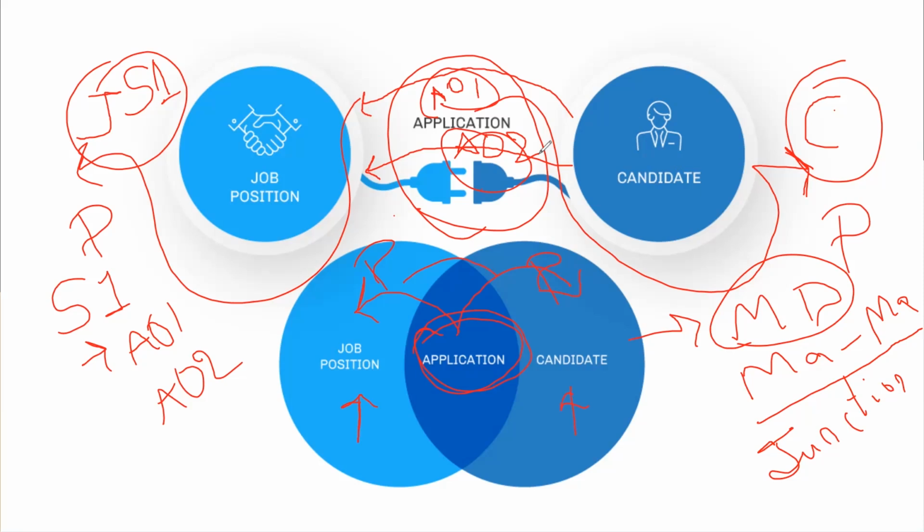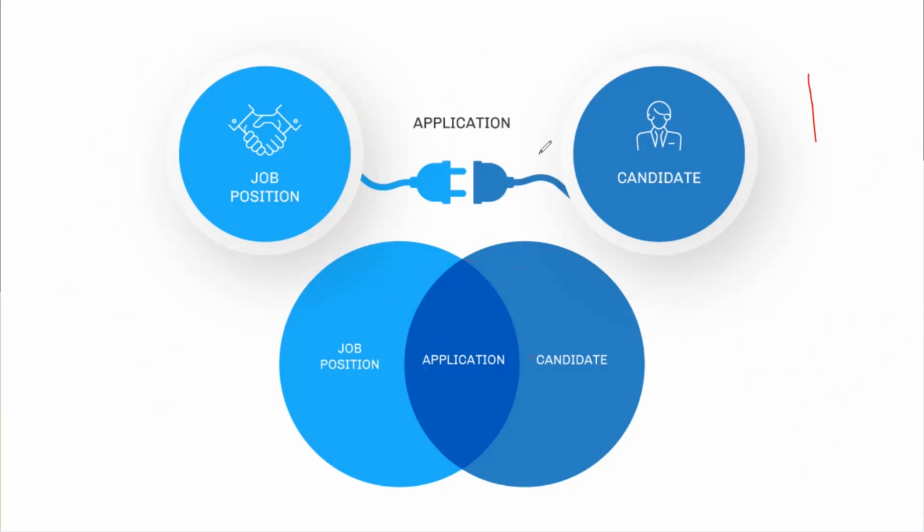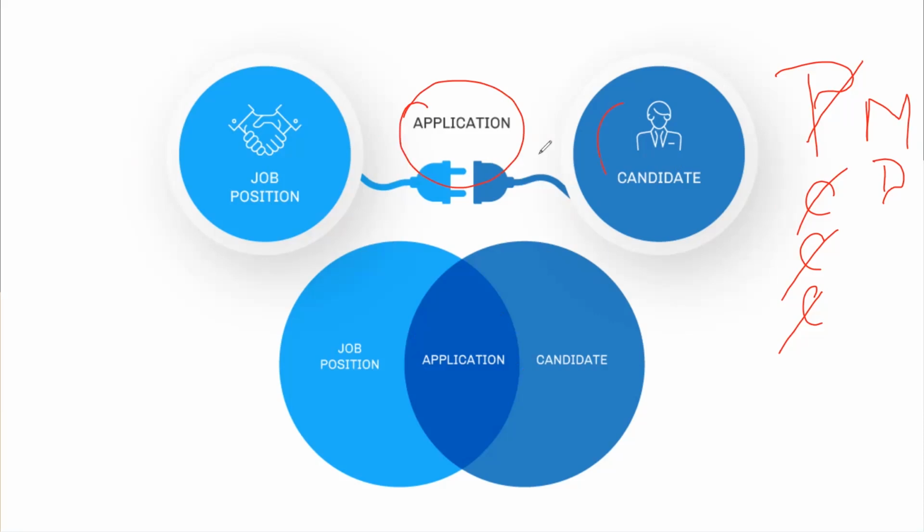Once again, just a brief recap. You know about the master detail relationship. A master detail relationship is nothing but a parent having its child. So whenever the parent record gets deleted, the child record also gets deleted. This kind of relationship is called a master detail relationship. One such relationship here is candidate to application. Application is one object, candidate is another object, job posting is another object.